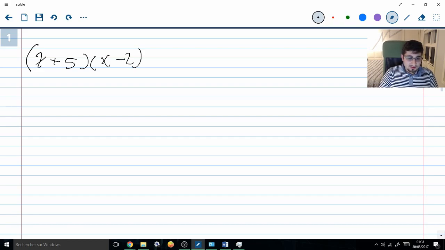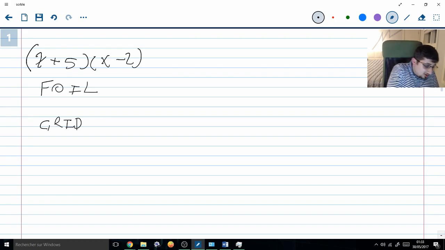Now, when it comes to multiplying polynomials, there are two major ways of doing it, mainly the FOIL way and the grid way. Now, they're both pretty similar. However, I prefer the grid way because it's a little more organized. And I'll show you what I mean in a second.